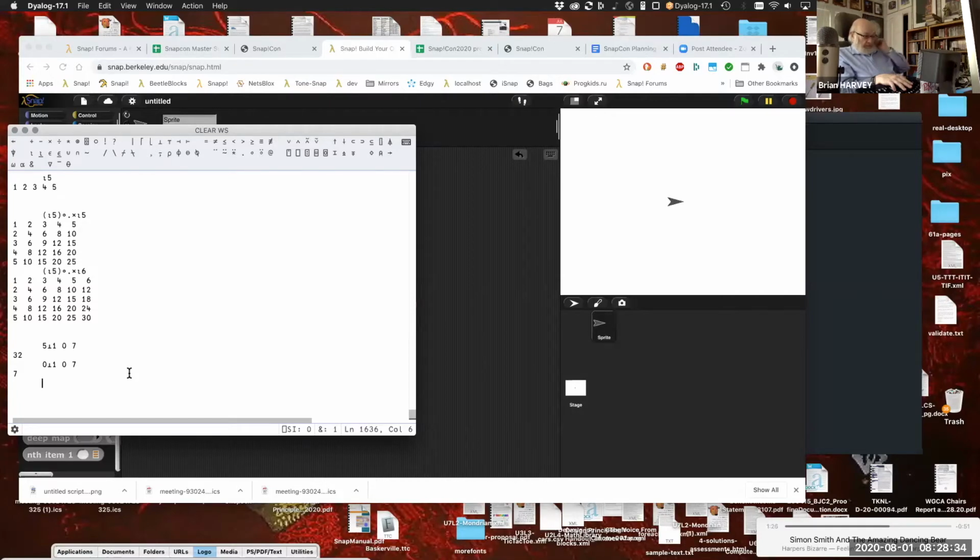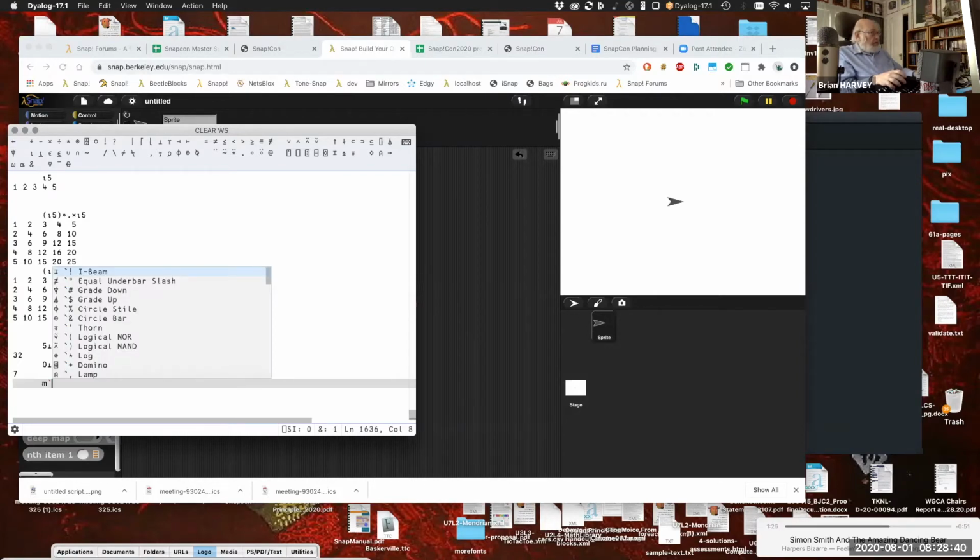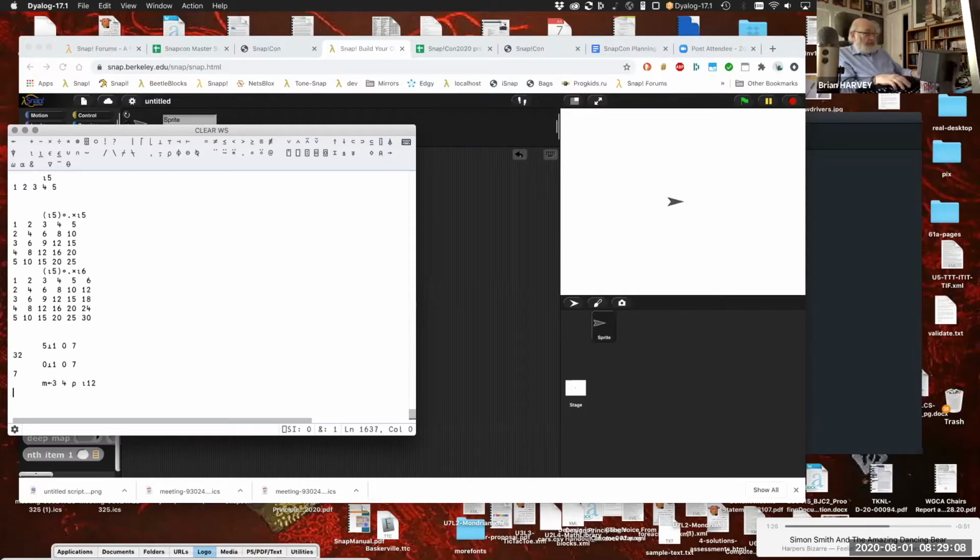Let's see. I'm going to make a matrix. Matrix gets 3, 4, reshape. You can start playing along. This is a good time to start playing along. 3, 4, reshape, iota 12. And so M is this matrix.